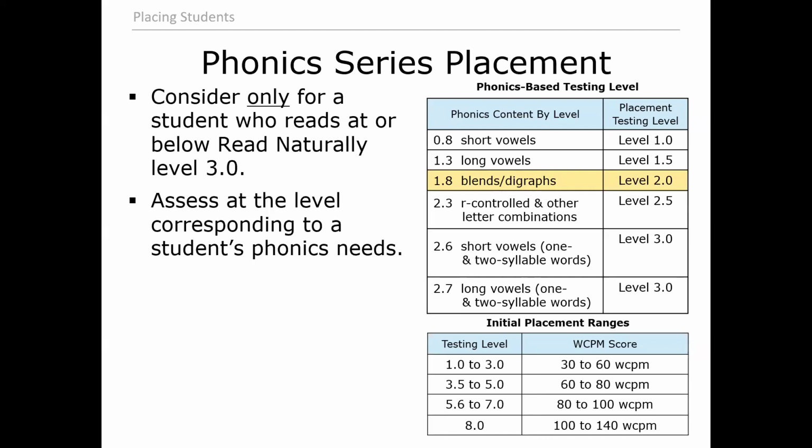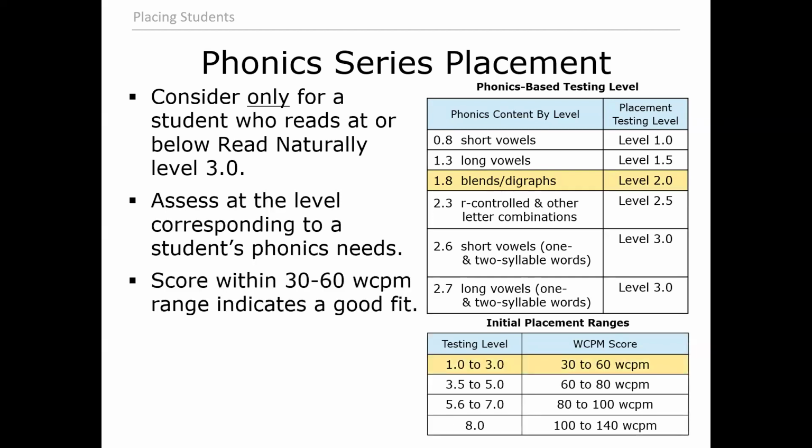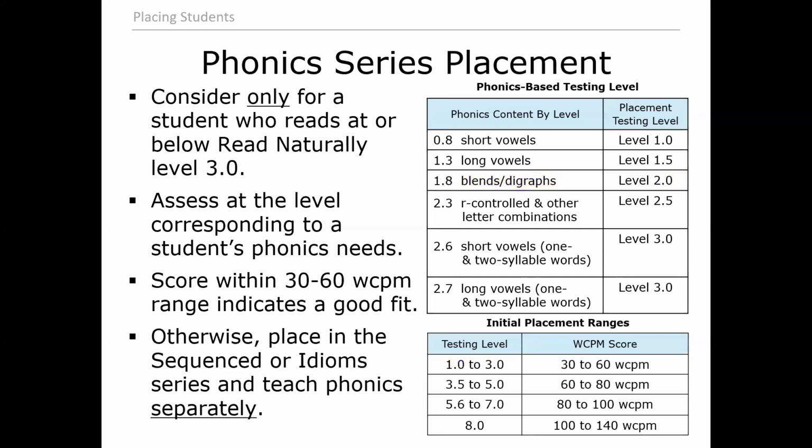If that student struggles with blends and digraphs, you're going to give them level 2.0 in the placement test. And if they fit in that range, you're going to assign 1.8. 1.8 will appear as an option in your menu. Okay, and I'm going to show you a screenshot of it in just a minute. If the student does not fit in the range where their phonics need is, you're going to have to teach phonics and fluency and comprehension separately.